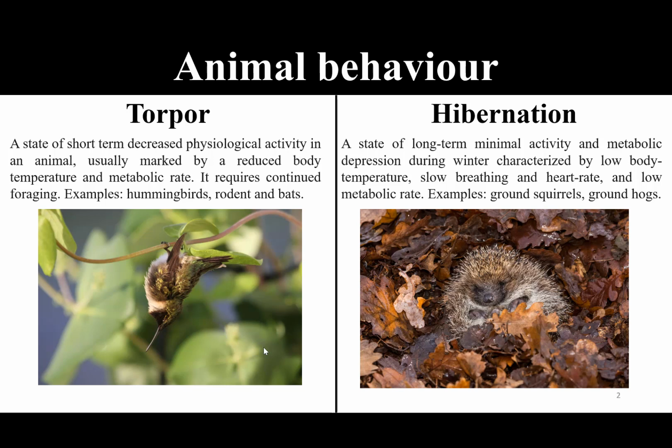So the different animal behaviors listed in these questions are as follows. First is torpor. A torpor is a state of short-term decreased physiological activity in an animal, which is usually marked by a reduced body temperature and a reduced metabolic rate. In torpor, there is still the requirement of continued foraging, and this is seen in animals like hummingbirds, rodents, and bats. In contrast, hibernation is a state of long-term minimal activity and metabolic depression during winter season, and it is characterized by low body temperatures, low breathing and heart rate, and low metabolic rate. This can be seen in animals like ground squirrels and groundhogs.